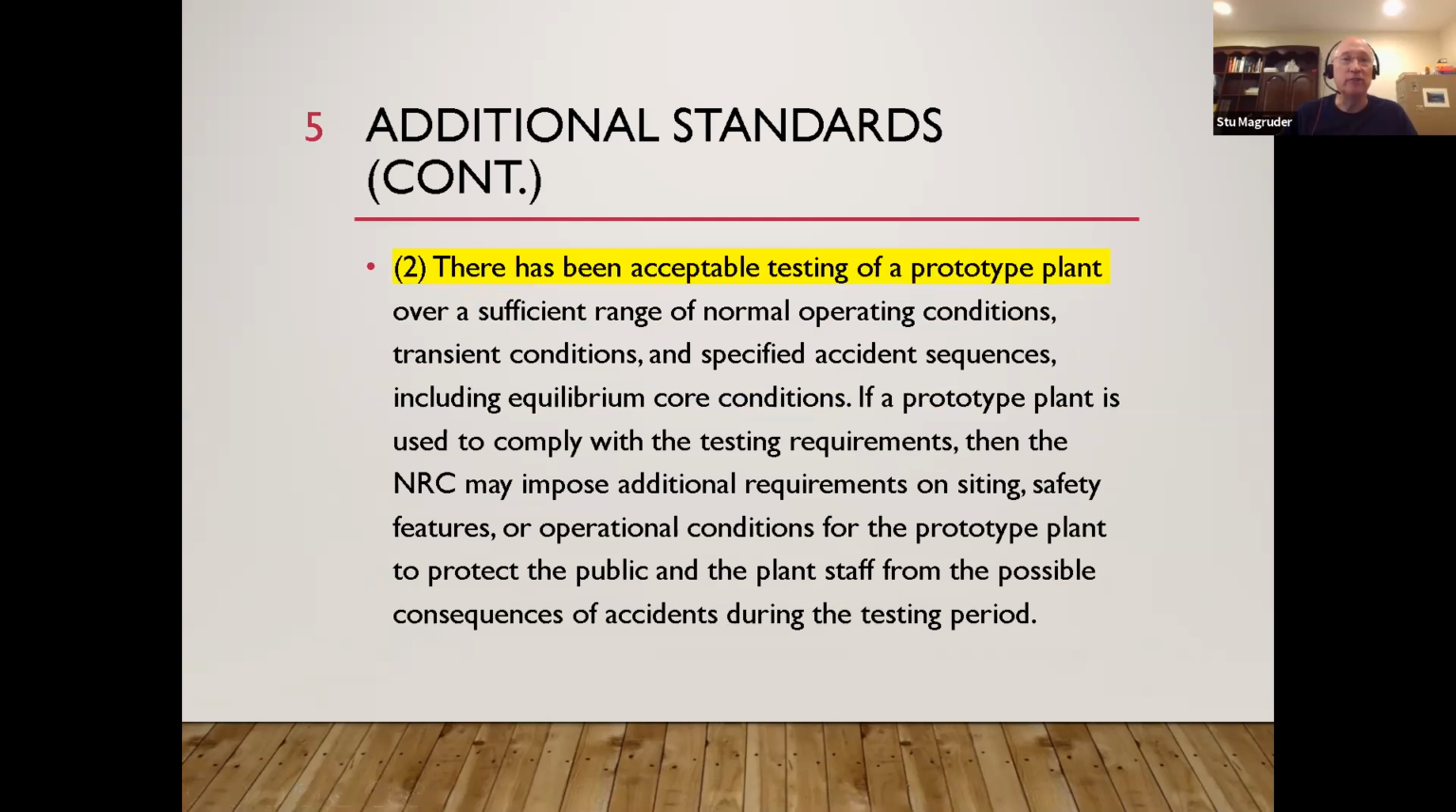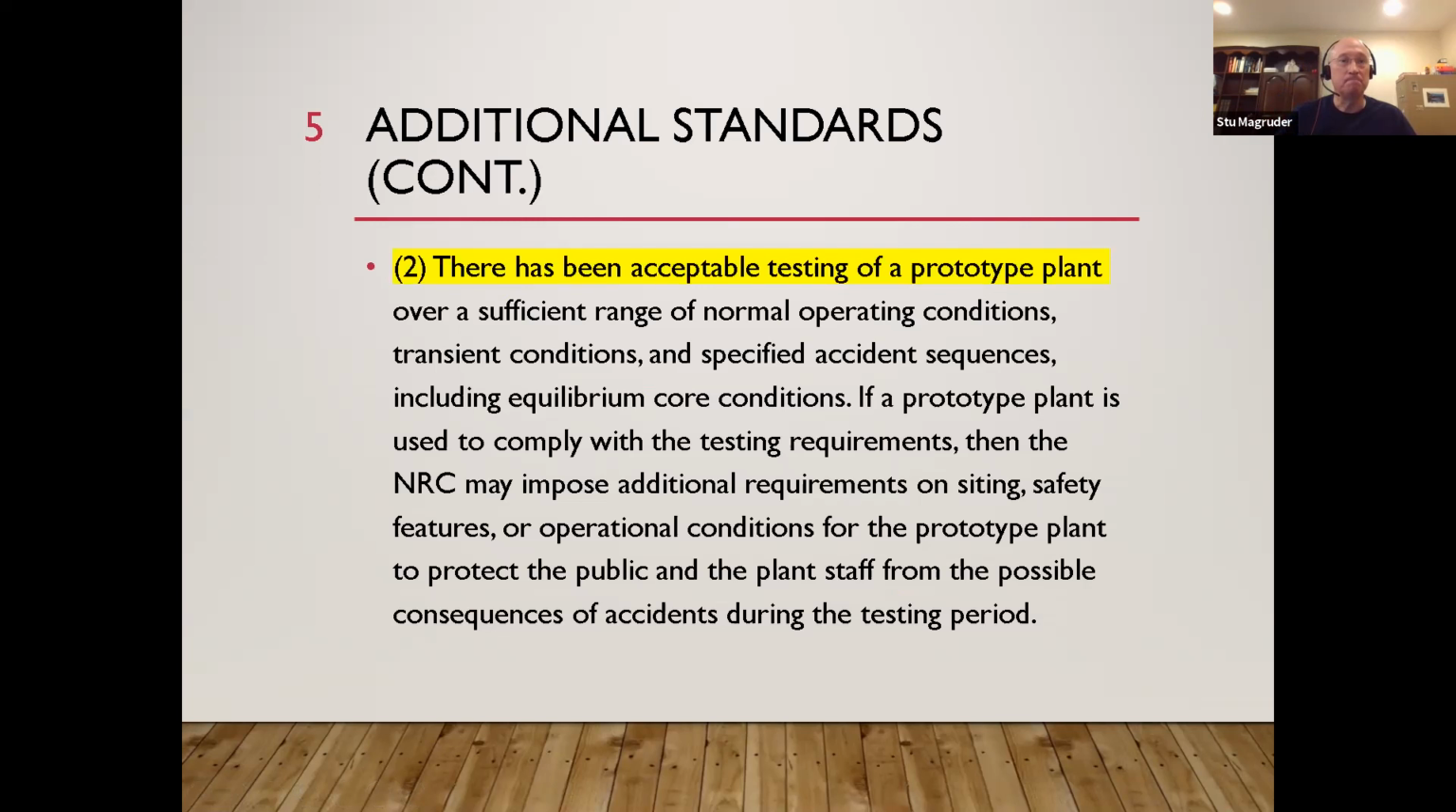is if you don't want to do the analysis or testing, everything like that, then you could also use a prototype plant. The prototype plant obviously could demonstrate that. But of course, as we've discussed over the years at many public meetings, for the prototype plant we would probably impose additional requirements, right? It could be on siting, safety features, or operational conditions, to ensure that if something does happen at the prototype plant, the public is still protected. So I just wanted to set the ground rules there for what kind of things the NRC staff is required to look for.